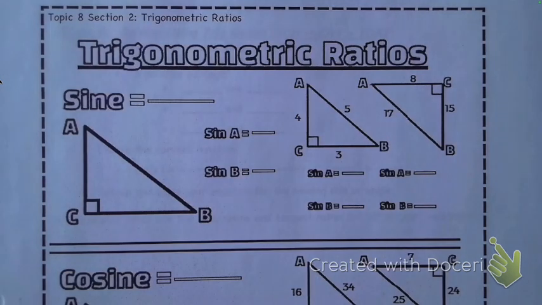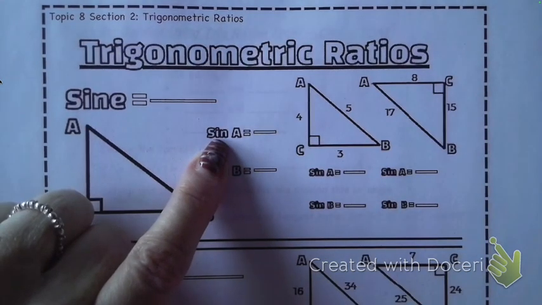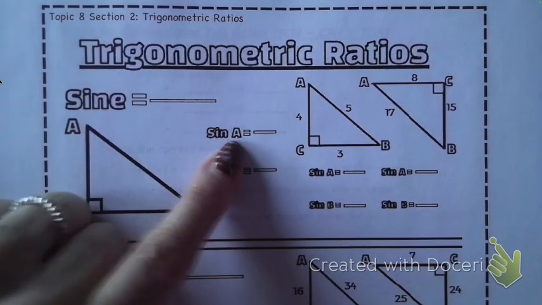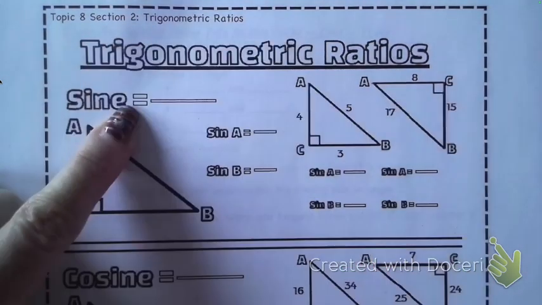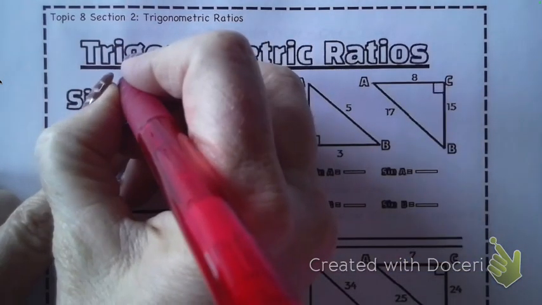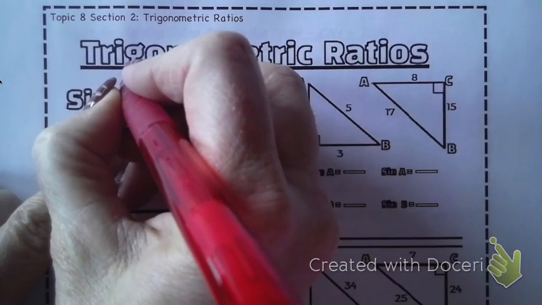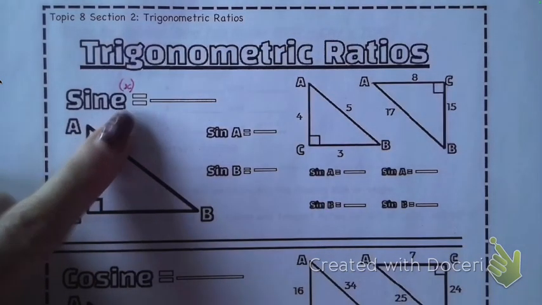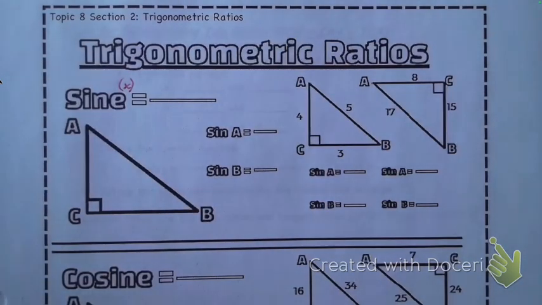Okay? So the first ratio that we have is sine. S-I-N-E. We abbreviate it S-I-N. Okay? It is of A. I borrowed these notes. This should have of something. Okay? Of means multiply, yes? That's the parentheses. It is a function that you have to perform on something.